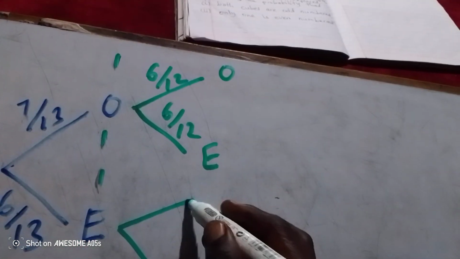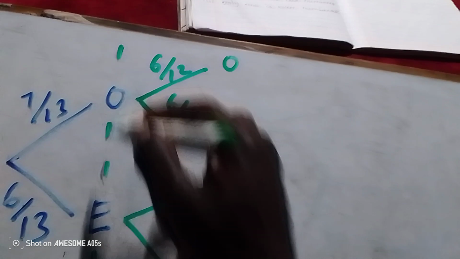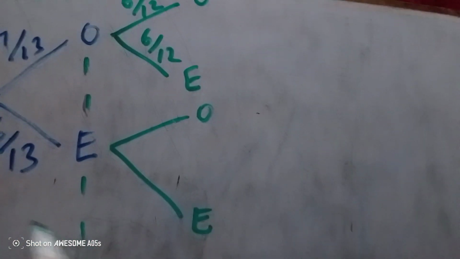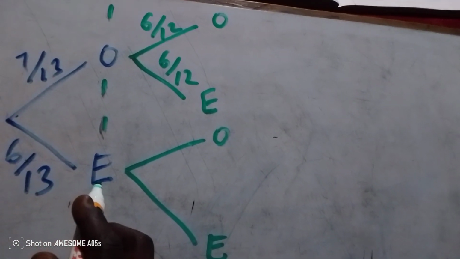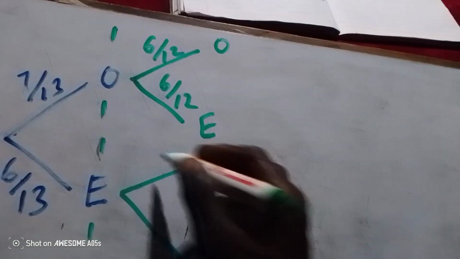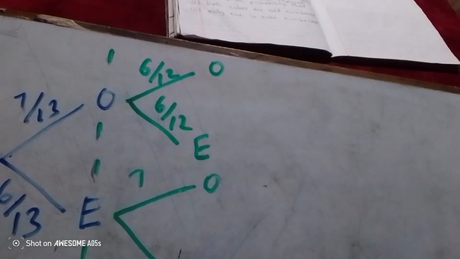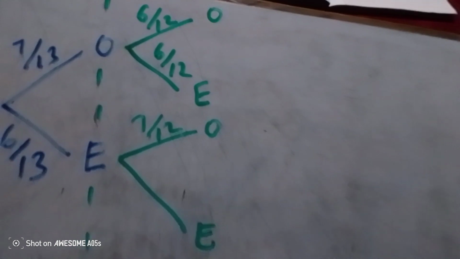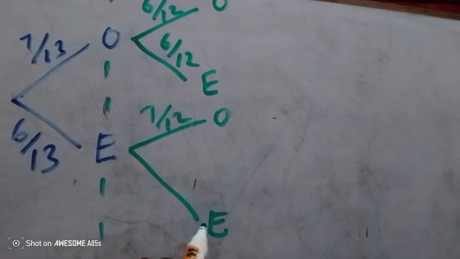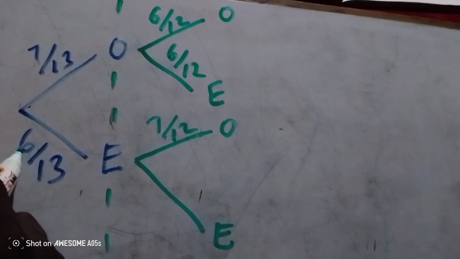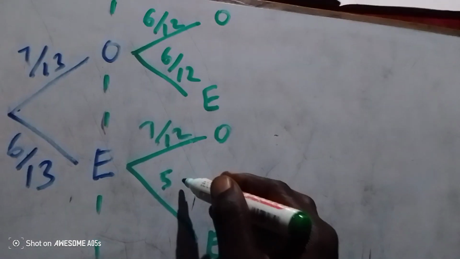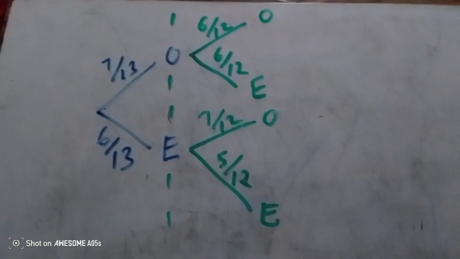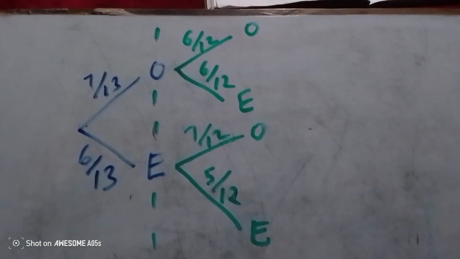We come to this side. Make sure you maintain it. If you said odd, even here it will be odd and even. Even was selected, meaning the odd still maintains to have 7, but the total should change to 12 because there is no replacement. If we go for even and even, since the even was selected at first, it has reduced to 5 as well as the total has reduced. So this is how it should look after the calculations.